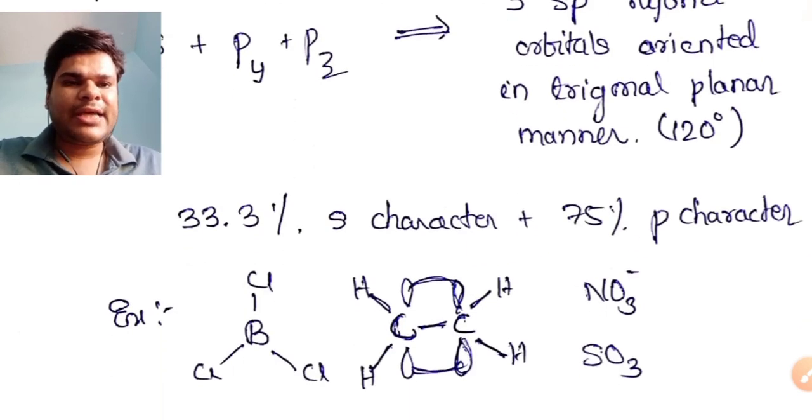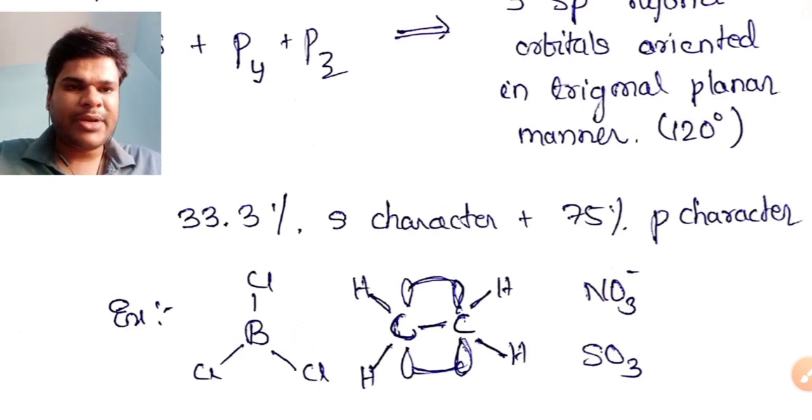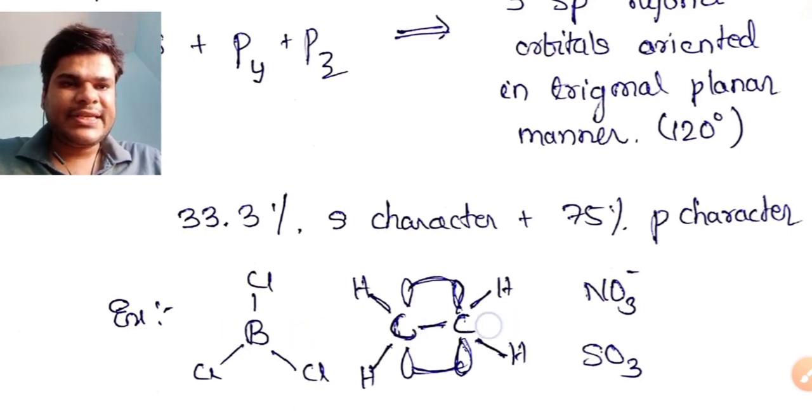Some important examples for this: BCl3. In BCl3, over the boron atom we have just 3 pairs of electrons. That's how this boron shows sp2 hybridization. Another example is the ethene molecule.